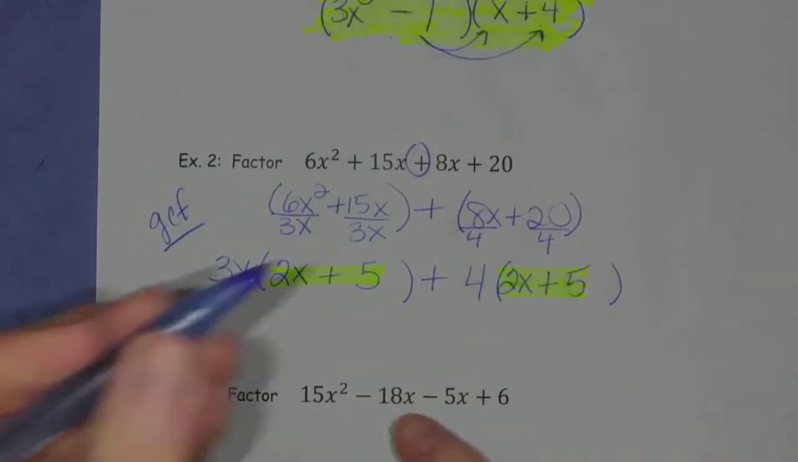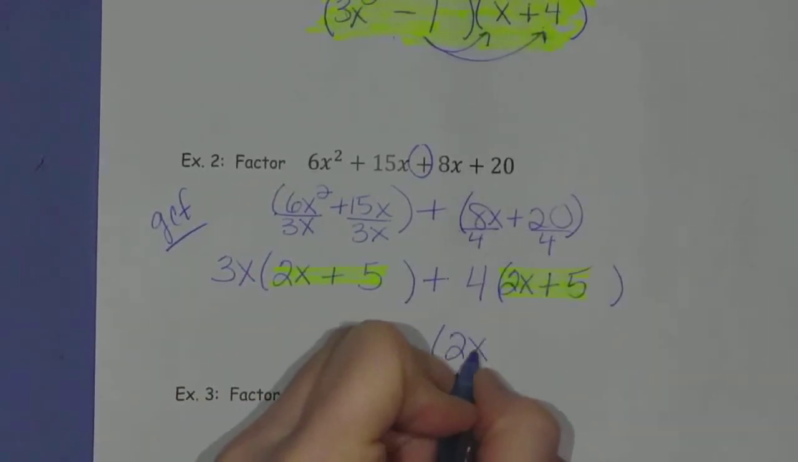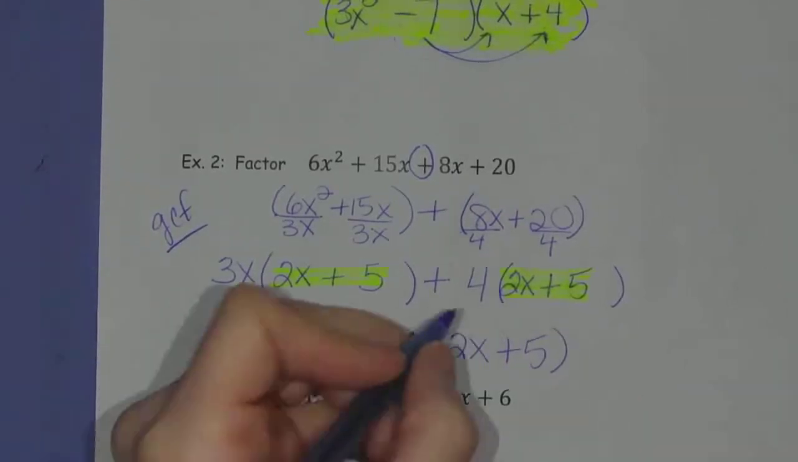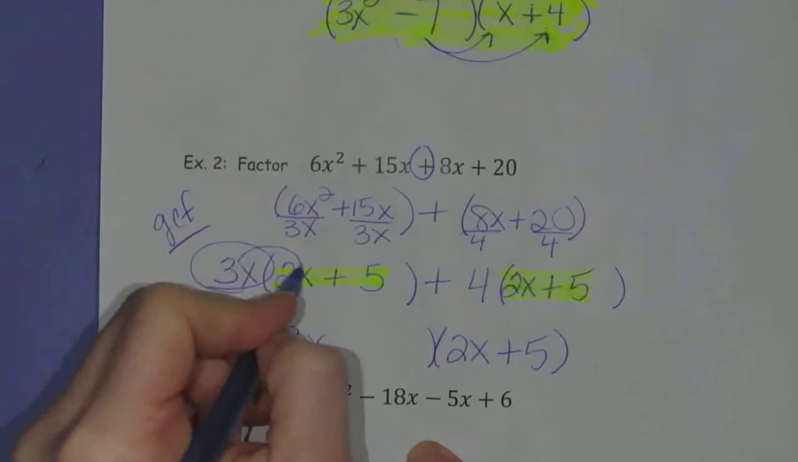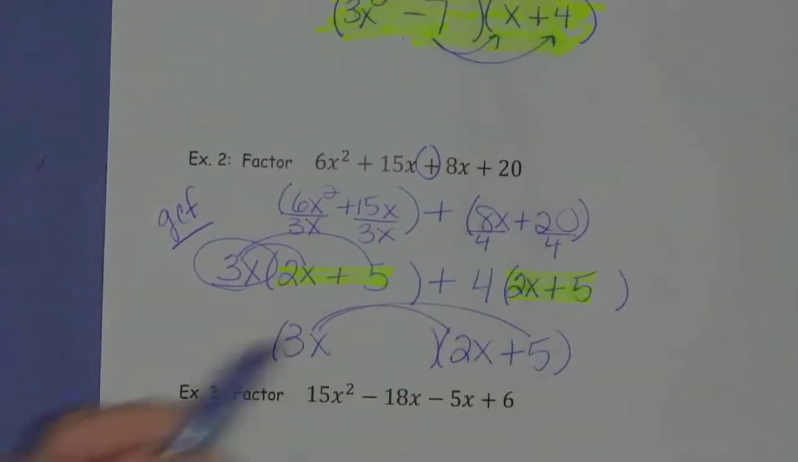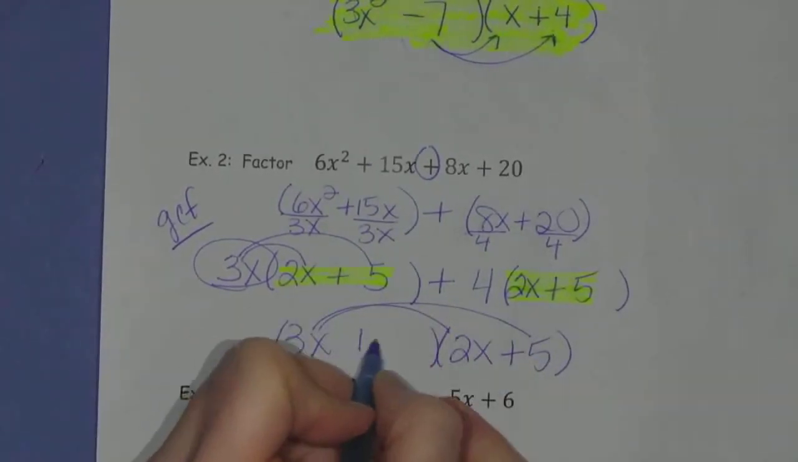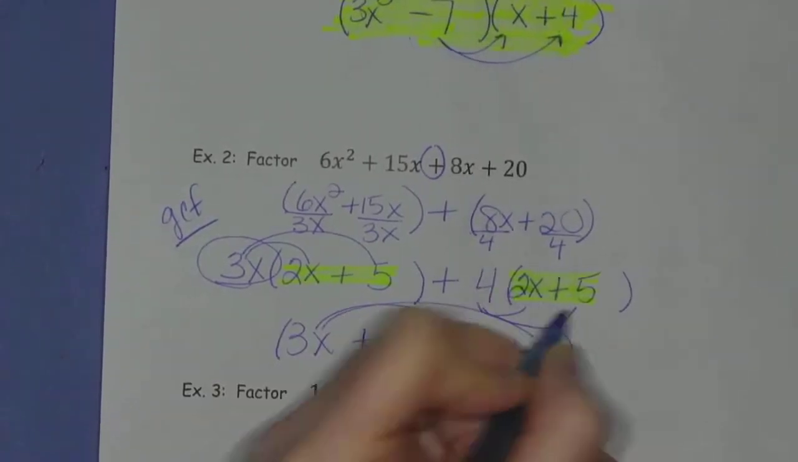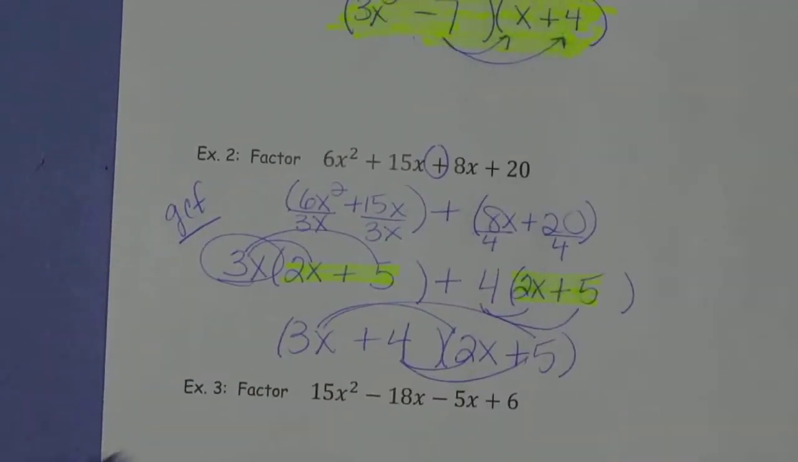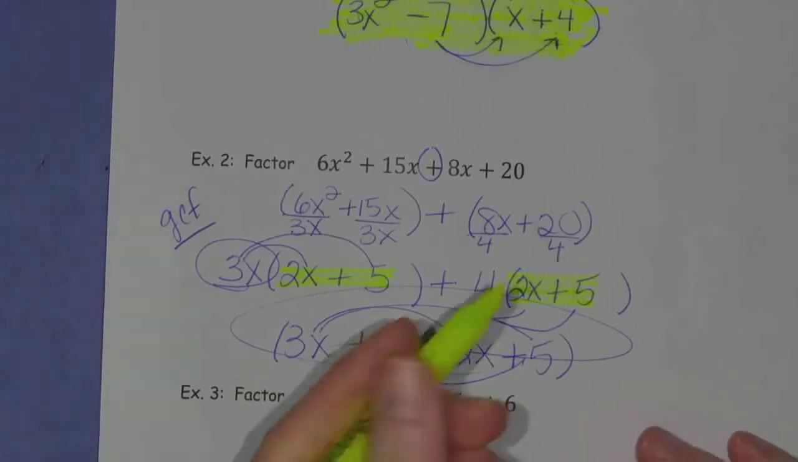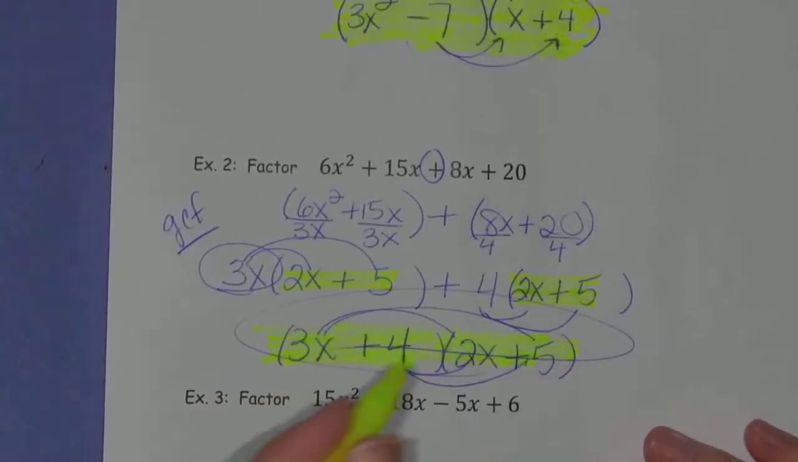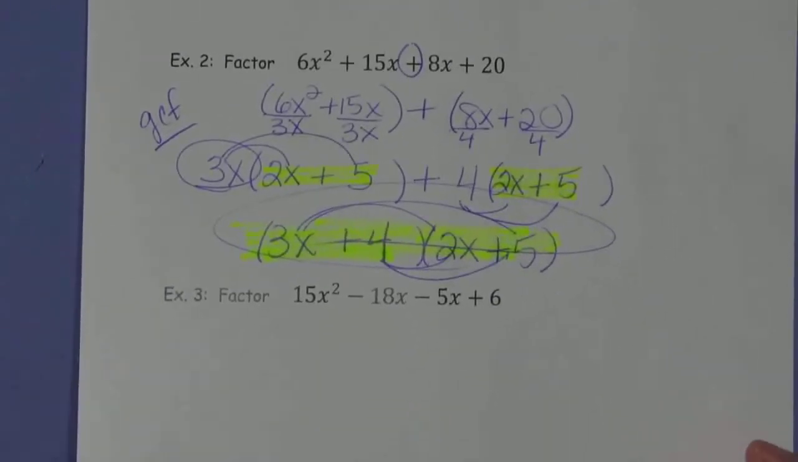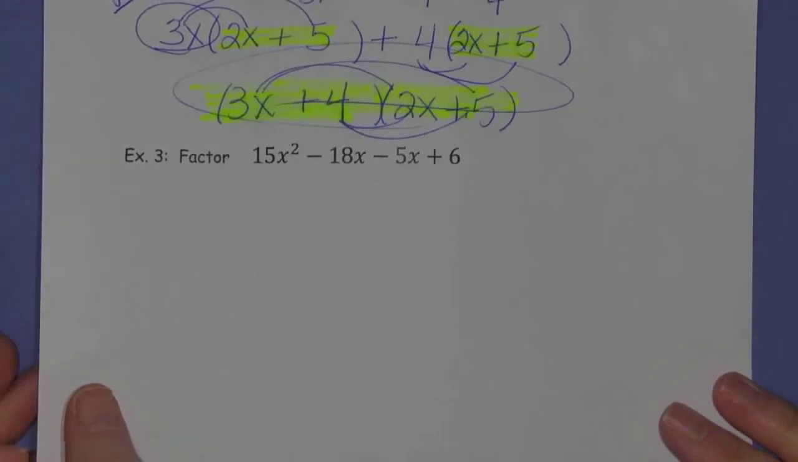So I know that 2x plus 5 is getting multiplied by this guy, 3x. See, 1, 2, 1, 2. And this positive 4 also, both terms. So there you have it. The factored version of our problem is 3x plus 4 times 2x plus 5. And we go on to our final example.